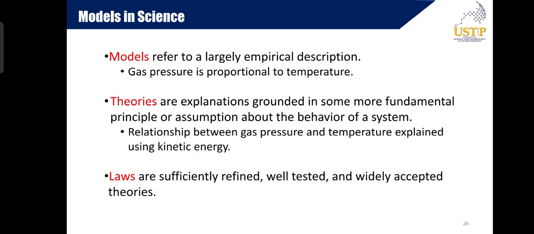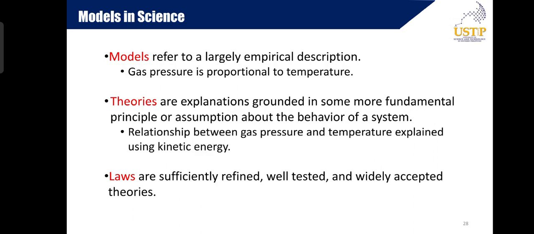So, models in science. Models in science refer to a largely empirical description. For example, gas pressure is proportional to temperature. Now, when you say models, we put symbols in models in order for us to pinpoint a certain empirical description, in order for us to explain a certain experiment. For example, gas pressure. When you say gas pressure, it is proportional to temperature. Temperature is called T, and for gas is G. Gas pressure is proportional to temperature.